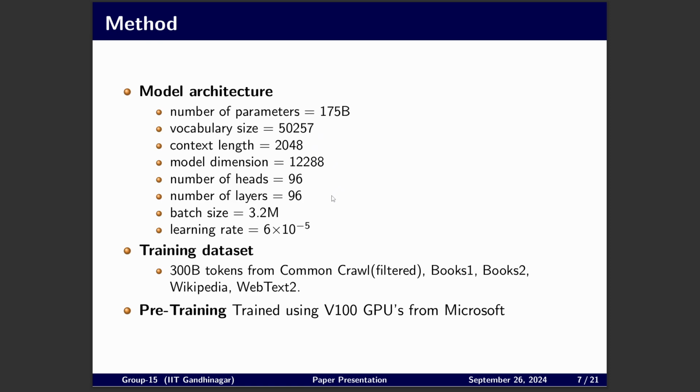One interesting thing here is that they have not sampled the training data based on the size of the dataset. Instead, they have preferred to use more higher quality data. What that means is, instead of using more data from Common Crawl, they are using more data from Books 1 and Books 2, despite Common Crawl having a significantly larger size than either of those. This is because the Books 1 and Books 2 datasets are of higher quality compared to Common Crawl. GPT-3 was trained using V100 GPUs provided to the authors by Microsoft.